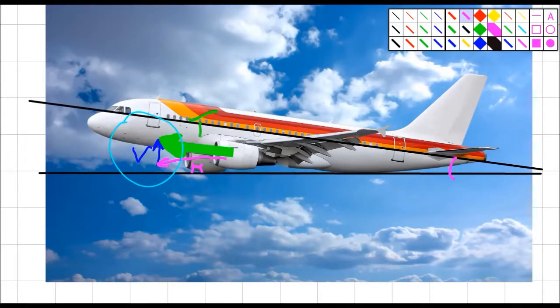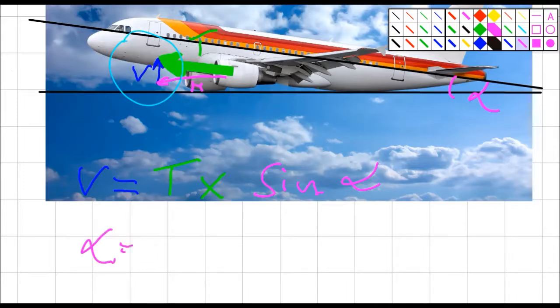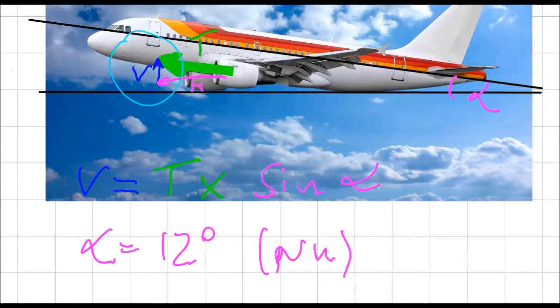Now we go here and we see we have an angle alpha. That means our vertical thrust component, the one which would lift up our aircraft, equals our total thrust times the sine of our angle alpha. Now let's assume that alpha equals 12 degrees. I put nose up in brackets here. We will later learn what this is good for.